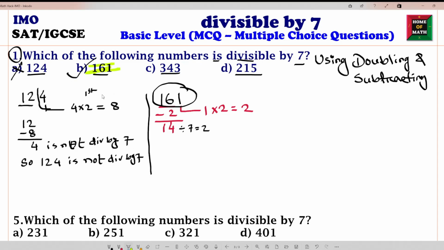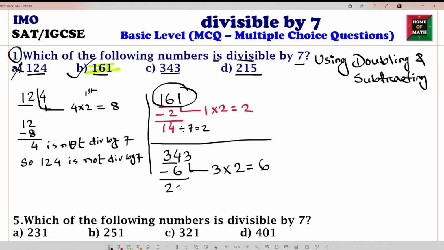Okay, so now 343. Look, 3 4 3, the last digit is 3, we will double this one, it means multiply by 2, it will become 6. Now this 34 we will subtract 6 from, so it will become 28. 28 also divides by 7, so 343 also is divisible by 7.